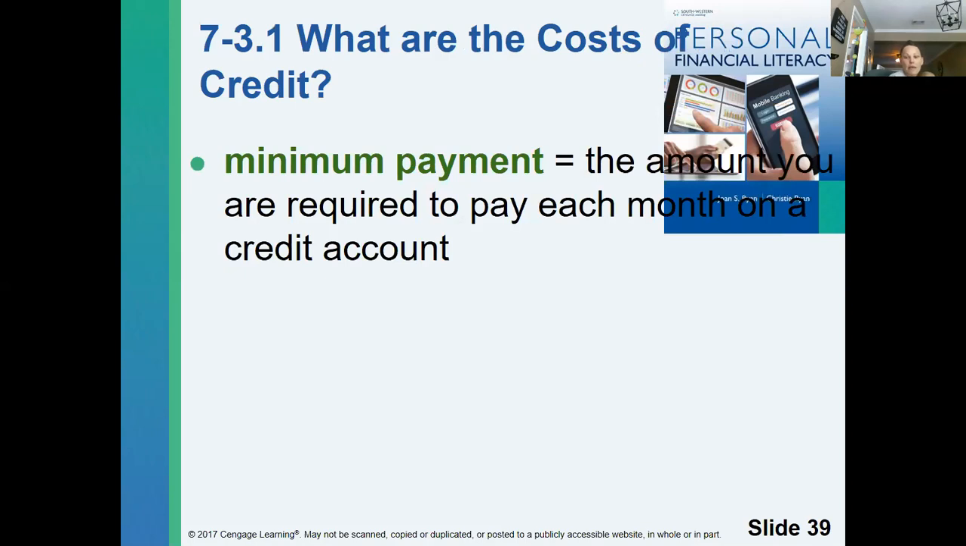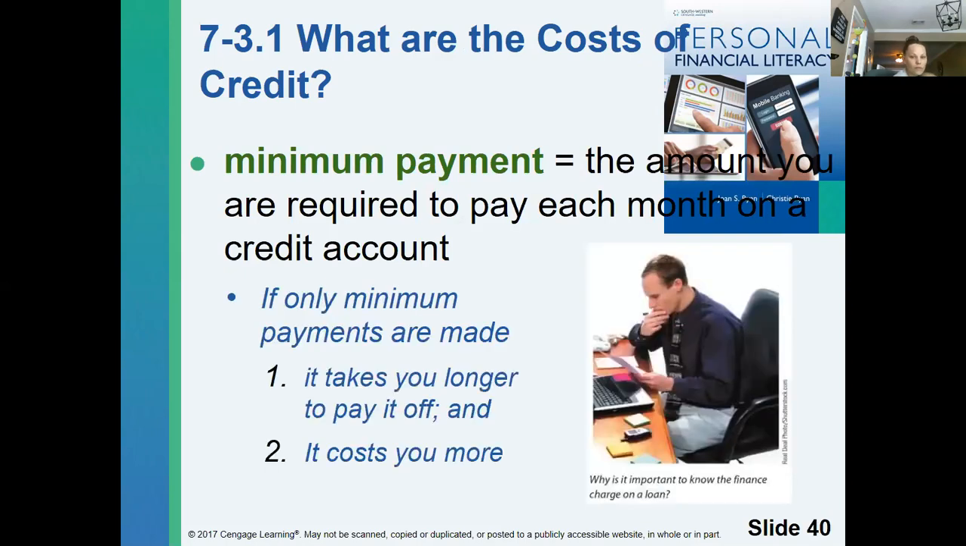So the minimum payment is the amount you are required to pay each month on a credit card. And it changes month to month, depending on your balance. So if only minimum payments are made, it takes longer to pay it off, as I just went over on that last one, and it's going to cost you more. When I just divided the 1,200 by 15 on that last slide, that wasn't even accounting for any interest that would be added over time.